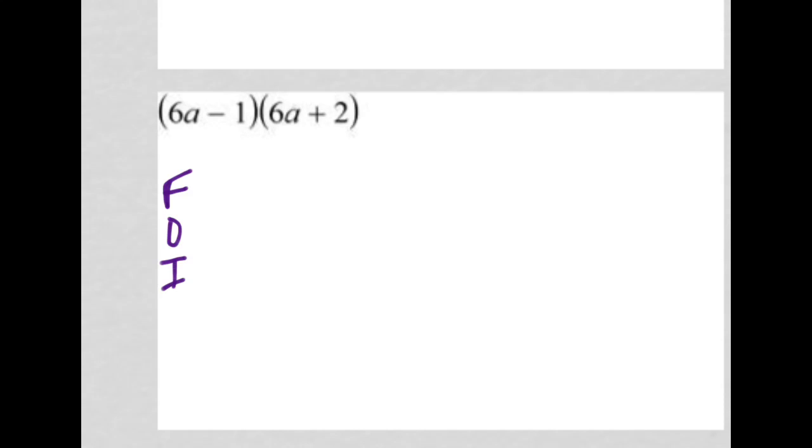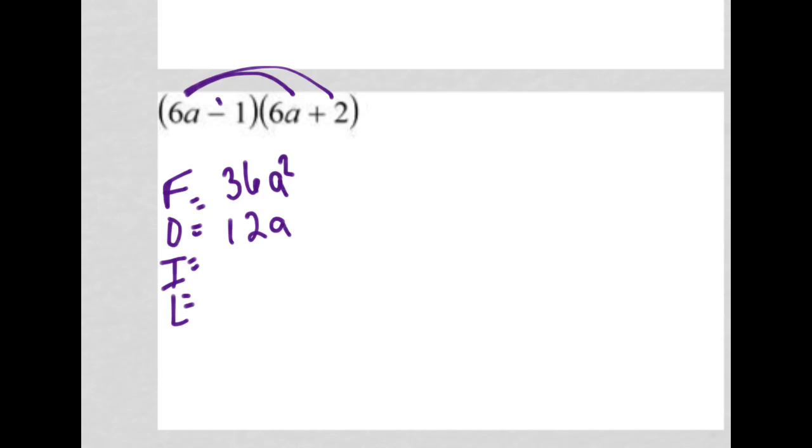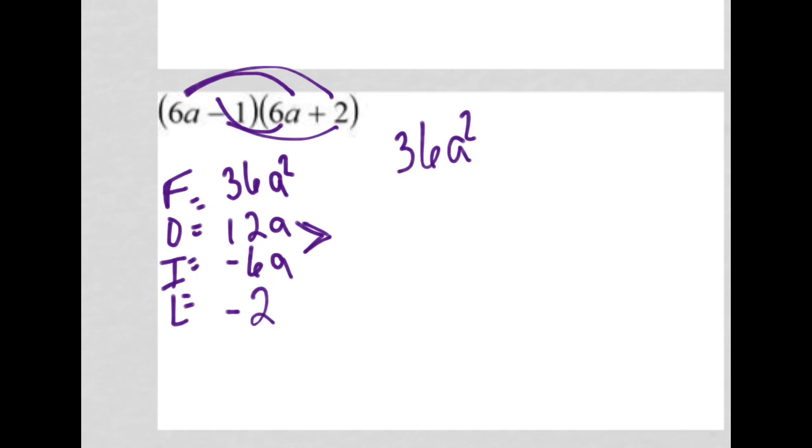First, outside, inside, last. Alrighty now, first term, 6a times 6a is a positive 36a squared. 6a times 2 is 12a. Negative 1 times 6 for our inside term is negative 6a. And negative 1 times 2 is a negative 2. So now let's combine. Our first term stays. Our second term and third term can be combined, so 12 minus 6 is a positive 6a. And our last term gets written down.